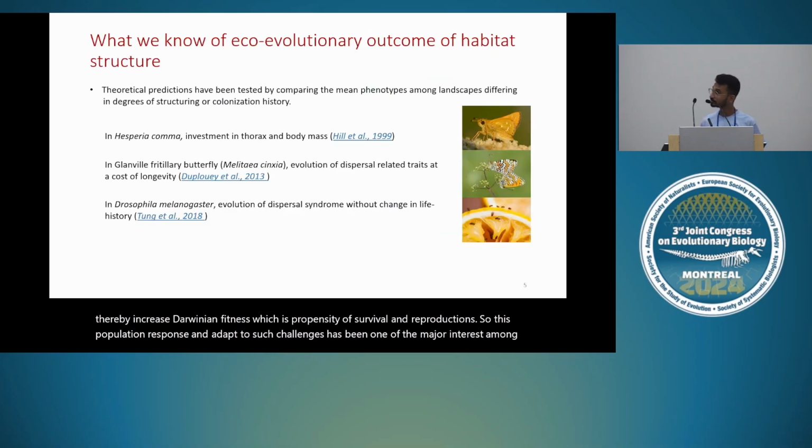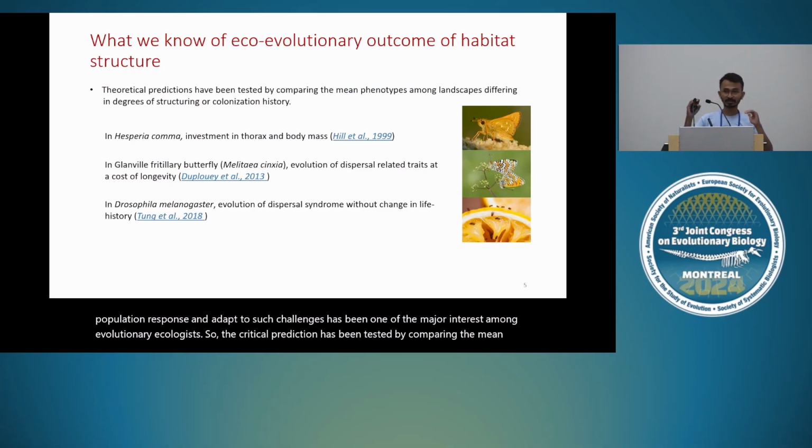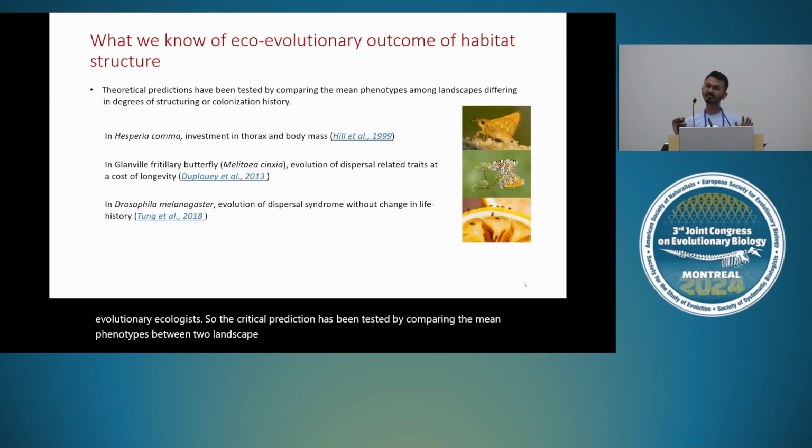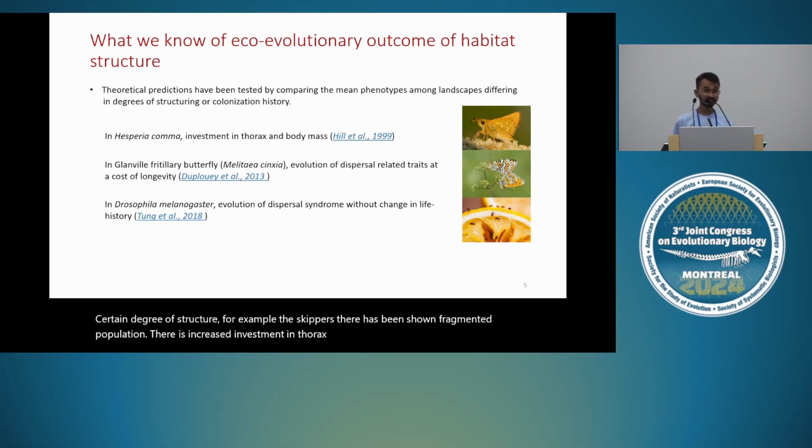How populations respond and adapt to such challenges has been one of the major interests among evolutionary ecologists. So far, theoretical predictions have been tested by comparing the mean phenotypes between two landscapes which are known to differ by a certain degree of structuring. For example, in these skippers from fragmented populations, there is increased investment in thorax and body mass, suggesting resource allocation towards somatic maintenance.